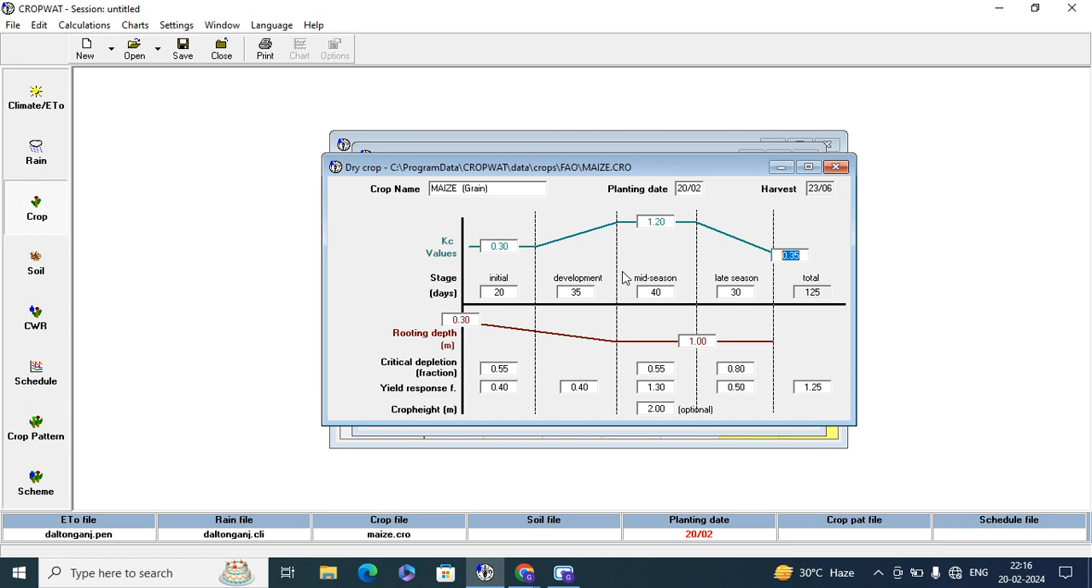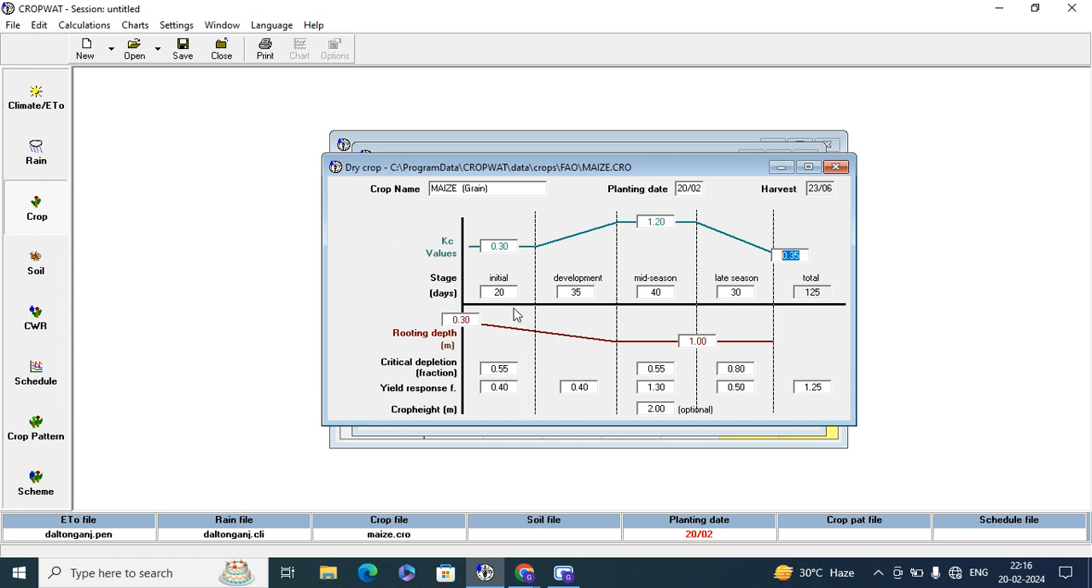Now at the initial phase and in the late season phase, the values are found to be 0.30 and 0.35 respectively. It means the maize crops are not very suitable, or they have less ability to utilize the soil moisture which is available to them.